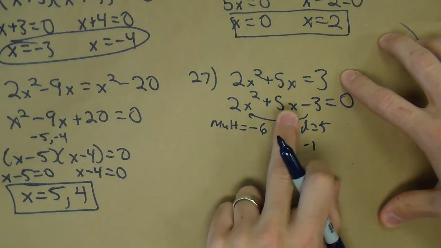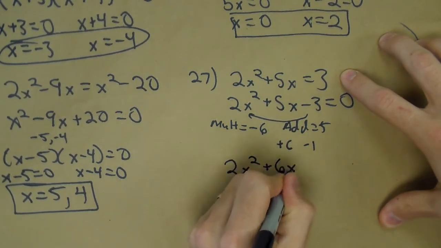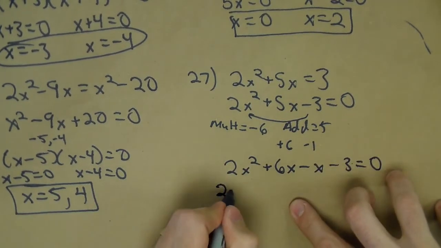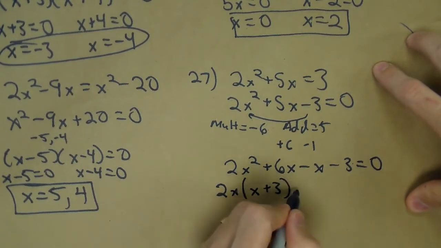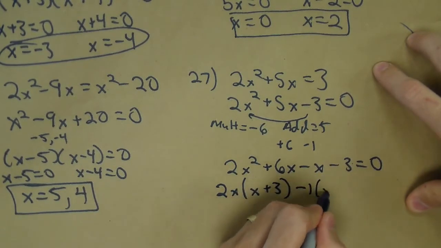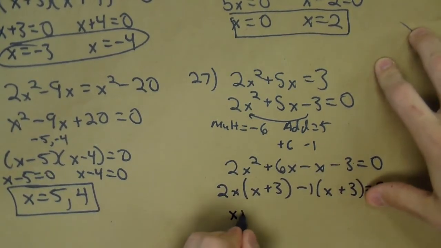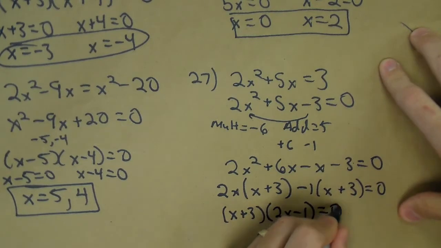I'm going to break up this term, this 5x. So make it 2x squared plus 6x minus x minus 3. I then factor out of the first two terms a 2x, which leaves me with x plus 3. The next two terms I factor out a negative 1, which leaves me with x plus 3. So I have x plus 3 in common, and 2x minus 1 is the leftovers.